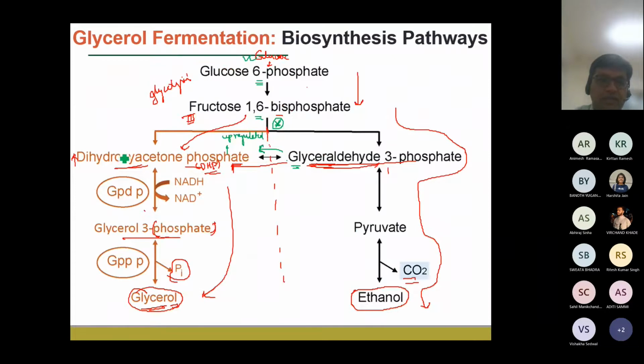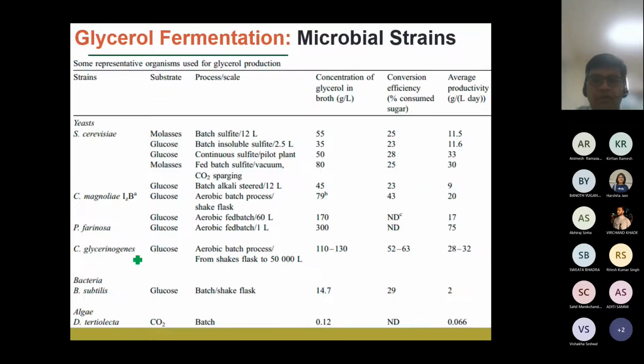so our main target will be to improve the concentration of this precursor. This is the main objective. And once the precursor is at a very high concentration, then automatically this DHP, dihydroxyacetone phosphate, will be converted back to glycerol in the presence of these two enzymes. So we will look into that.